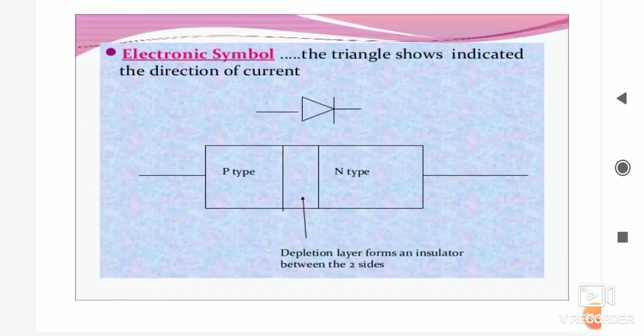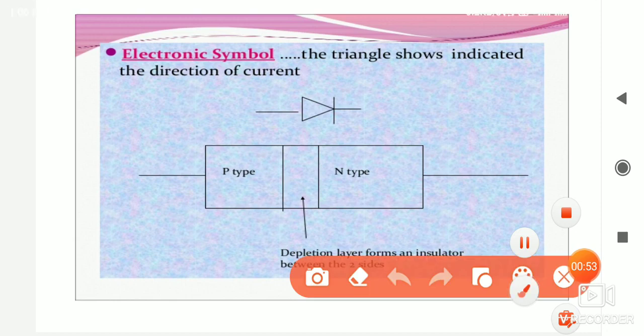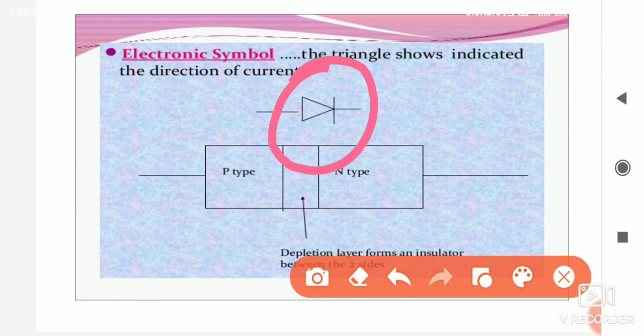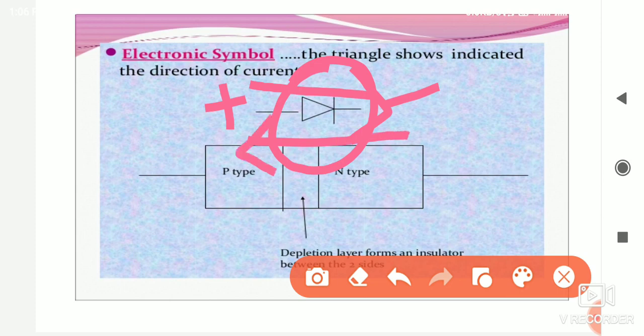Here is the electronic symbol of a PN junction diode. Here we can clearly see the symbol. The triangle represents the flow of current, and the line represents that current flows in only one direction. In the other direction there is no current flow. If this side is positive and this side is negative, this is the forward bias, which we will talk about later. In only this direction will current flow, but in this direction there is no current. That is what the line represents.